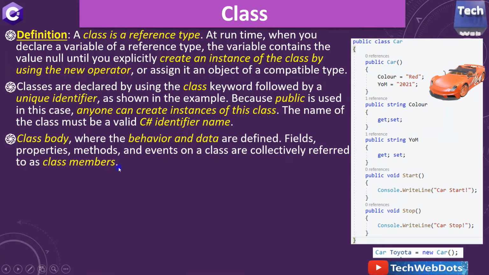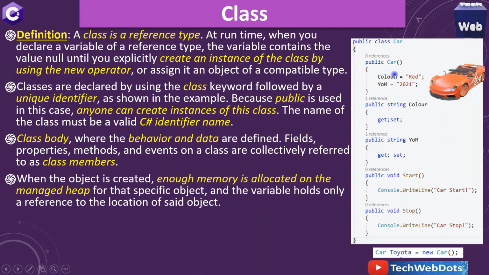Okay, so the class body is where the behavior and data are specified. When we say data, it is there in our properties, and when we say behavior, it is contained in our start and stop methods. So we call them data members and member functions. Fields, properties, methods and events on a class are collectively referred to as class members. So we will consider these all as class members. When the object is created, enough memory is allocated on the managed heap for that specific object, and the variable holds only a reference to the location of said object.